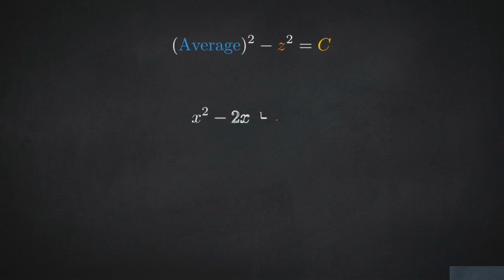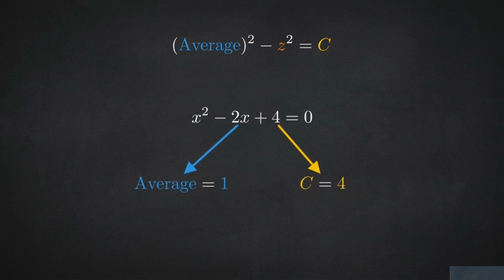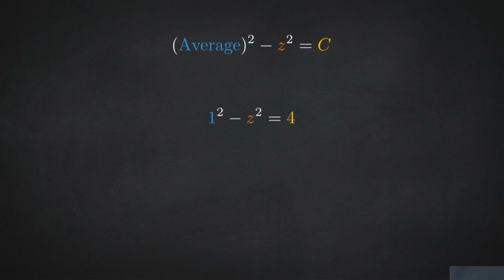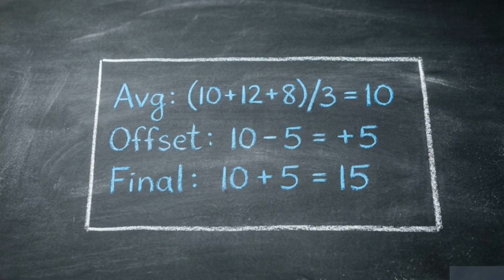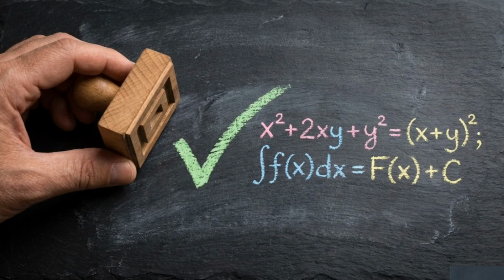Let's test it on an actual equation, like x squared minus 2x plus 4 equals 0. The average is 1, and the product is 4. So 1 squared minus z squared equals 4. That means z squared is negative 3. The offset is the square root of negative 3, and we instantly have our 2 roots. No dense formula required. By reverse engineering the mechanics of how roots work, we replace a chaotic formula with a clean, bulletproof algorithm. It works instantly, every single time.